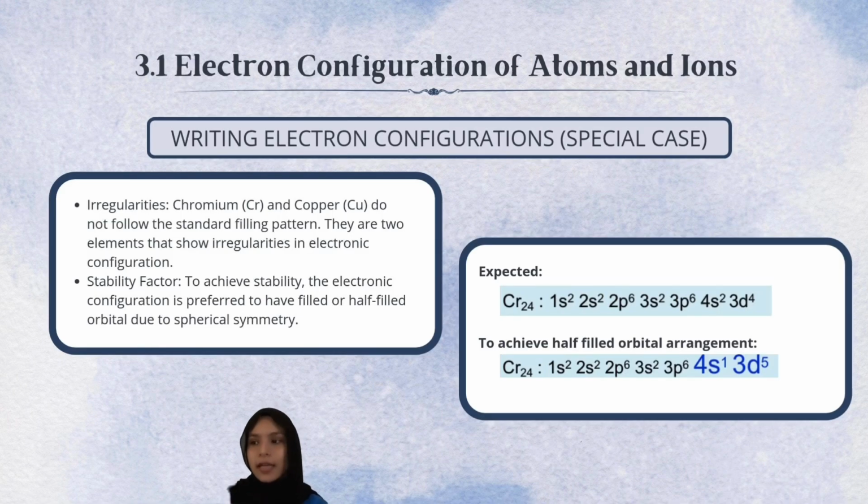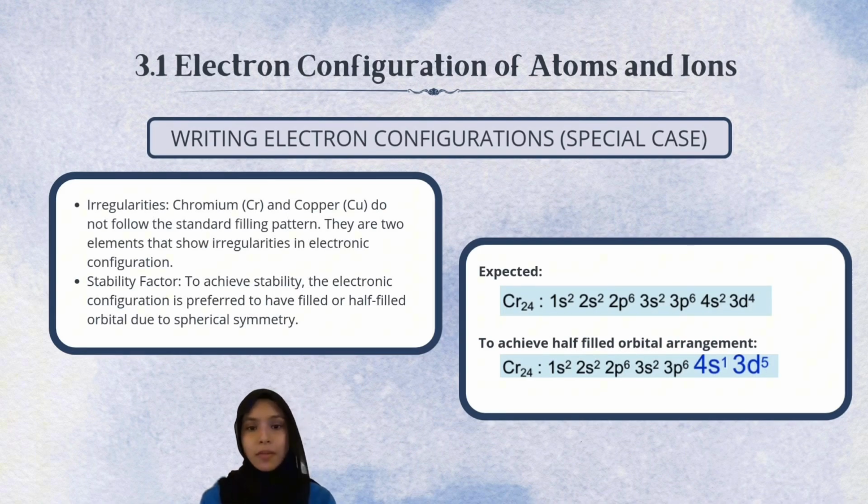Okay, writing electron configuration for special cases. Chromium and copper are two elements that show irregularities and don't follow the standard filling pattern. This happens because of a stability factor. To achieve maximum stability, these atoms prefer to have either a half-filled or a fully filled d subshell, which provides a more stable spherical symmetry.